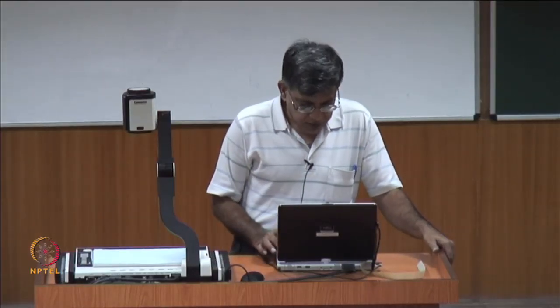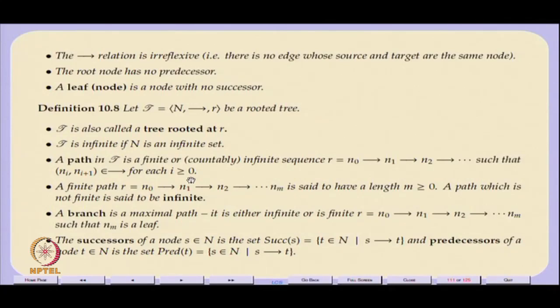Okay. So, the basic facts are that this edge relation is irreflexive, and the root has no predecessor, and there is a notion of a leaf node, which, in the case where trees are finite, the leaf nodes do not have successors.